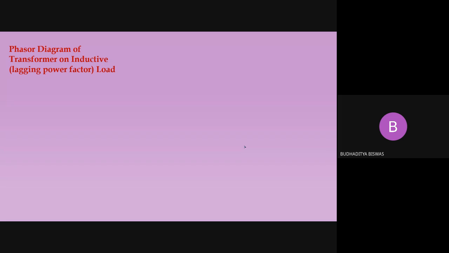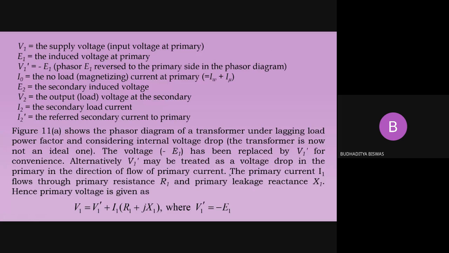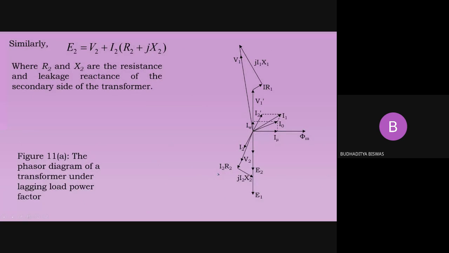Before I start the animation, I will show you something. In most books, you will see the figure looks like this. In 95% of books, the lagging power factor transformer phasor diagram is this one. To understand that is a little bit complicated from your first year knowledge. So we draw the same figure, but a little differently oriented. Let's see the animation, then you will understand everything, I hope.